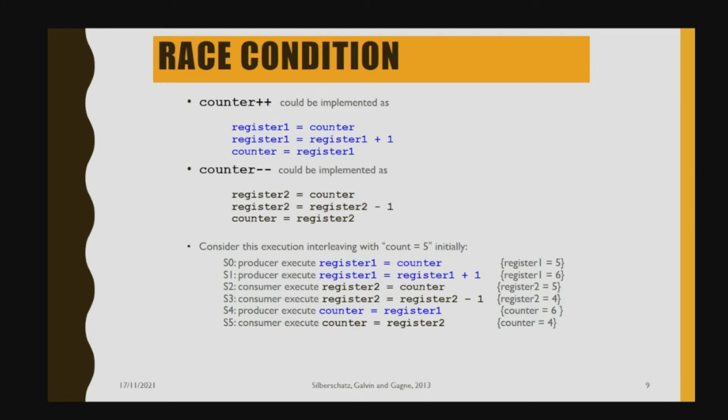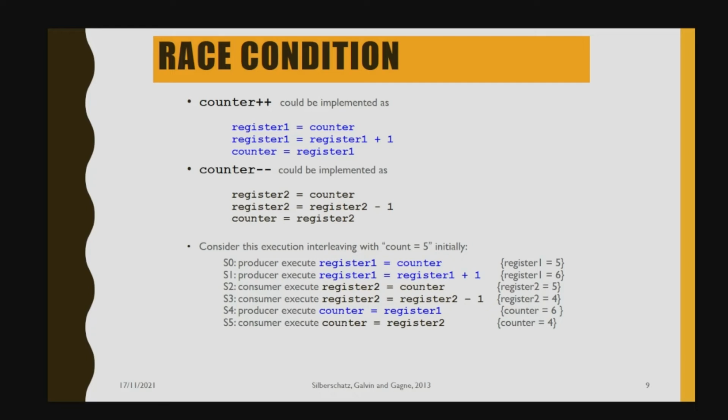At time 2, the consumer executes. Okay, so register 2 holds the value of counter, so counter equals 5. The consumer executes at time 3. So register 2 equals register 2 minus 1. So register 2 now holds the value of 4. And then after that, at time 4, the producer executes counter equal to register 1. So register 1 is referred to 6. So now counter holds the value of 6.